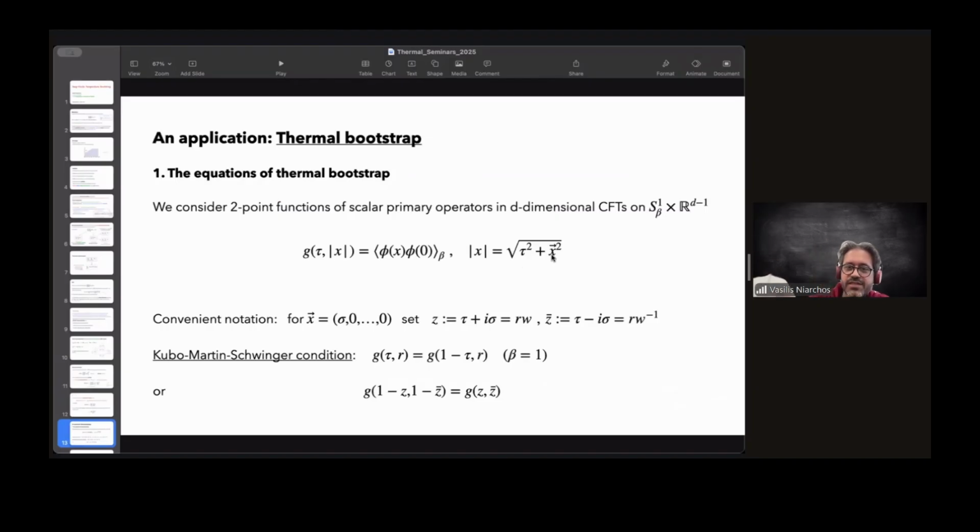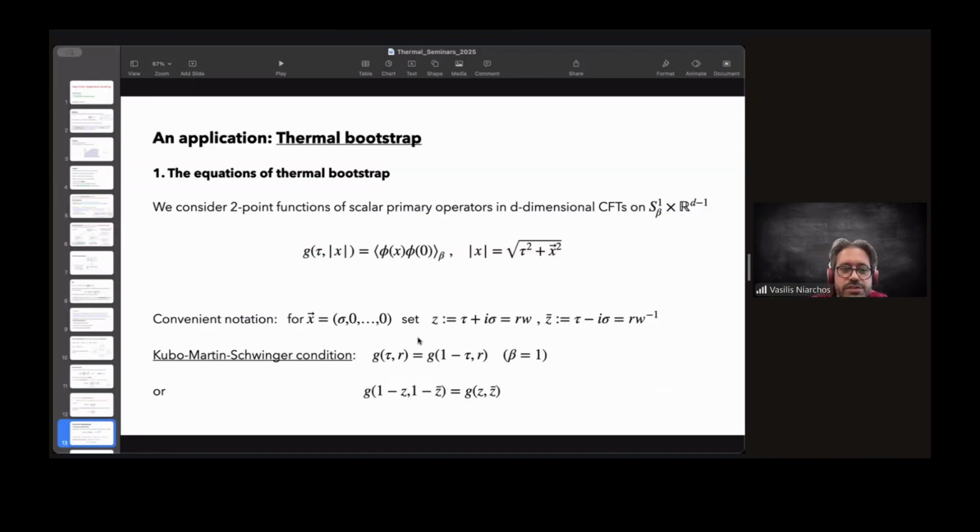X vector is the spatial part, tau is the time part, and I'm going to use the d-1 dimensional rotation group to set all the space separation coordinates to 0, except for the first one that I will call sigma. And then I define Z as usual as tau plus i sigma, which I also can express in terms of a radial part and an angular part. Okay, so this is the radial part that I was talking about previously. And Z bar is the complex conjugate of this.